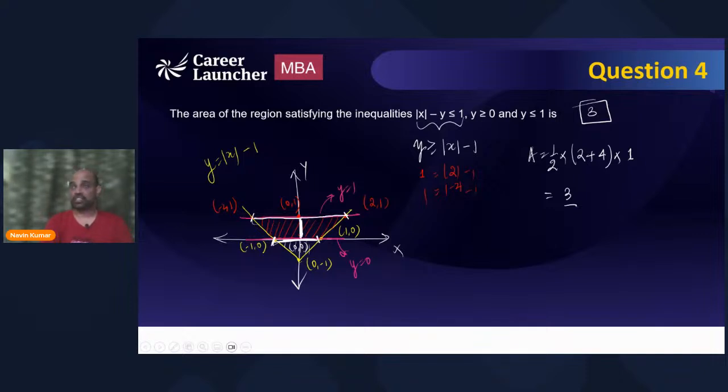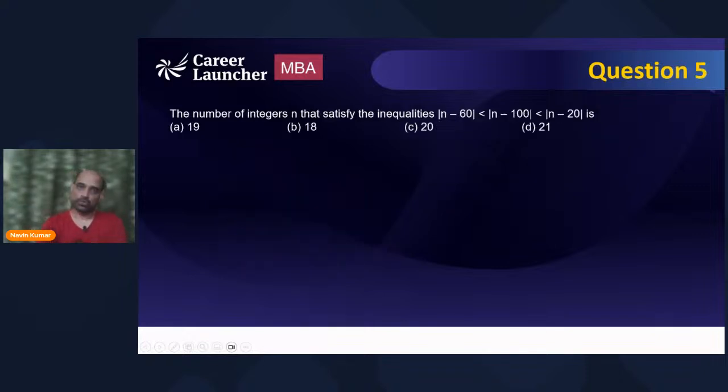So far we have seen 4 questions. Out of those 4 questions, 3 were related to modulus and area. One was about modulus and distance between a point. The next one, modulus and inequality. The number of integers n that satisfy the inequalities: |n - 60| < |n - 100| < |n - 20|.